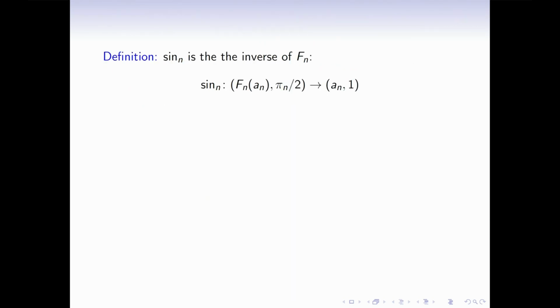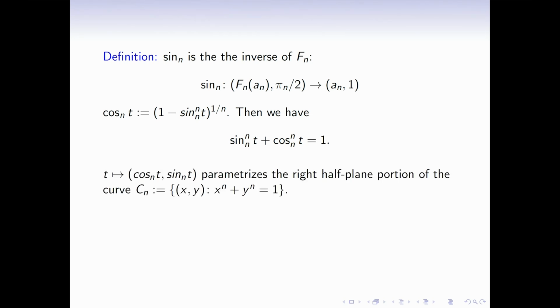And then just take the inverse of that function, and that is your sine sub n. So sine sub n is a function going from that interval to a_n comma 1, and once again, a_n is minus 1 for even values and negative infinity for odd values. And then you can define cosine sub n to be the nth root of 1 minus the nth power of sine sub n, and you get this generalized Pythagorean relationship. And this one is going to parameterize the right half of the curve C_n, all points of the form (x, y) where x to the n plus y to the n equals 1. It's only the right half because cosine is positive here.